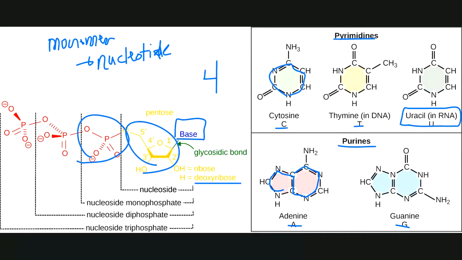And the way that DNA comes together, DNA is double-stranded, and the strands are held together by hydrogen bonding between these bases. And the bases always pair in one way. Adenine always pairs with thymine, and cytosine always pairs with guanine. So you always have one purine paired with one pyrimidine. In RNA, uracil replaces thymine.